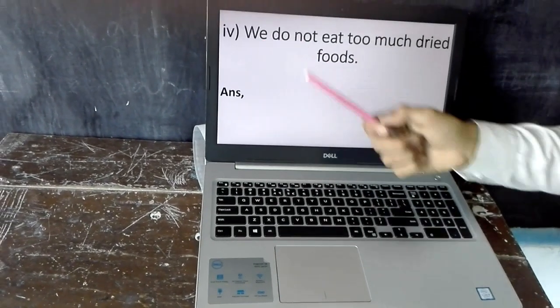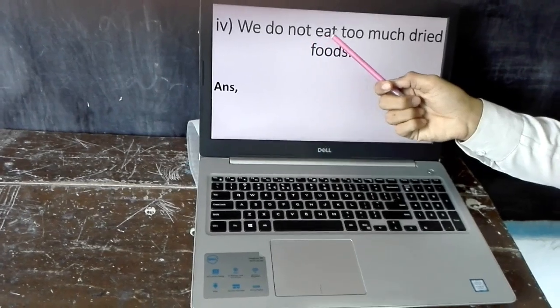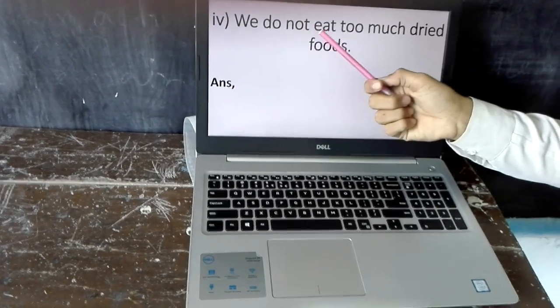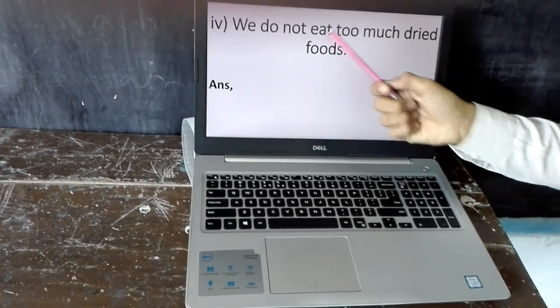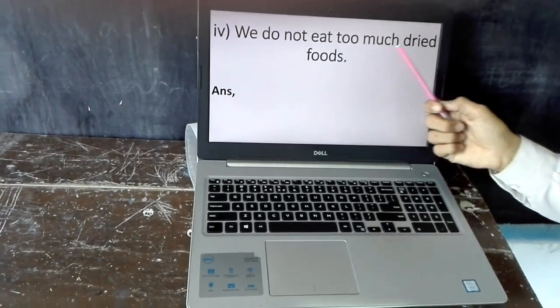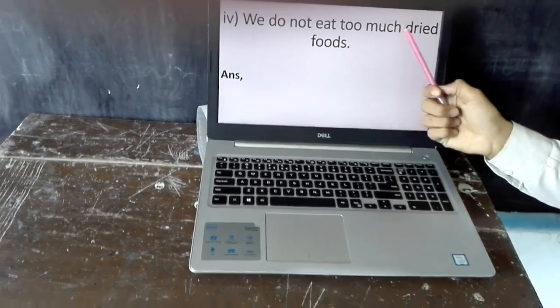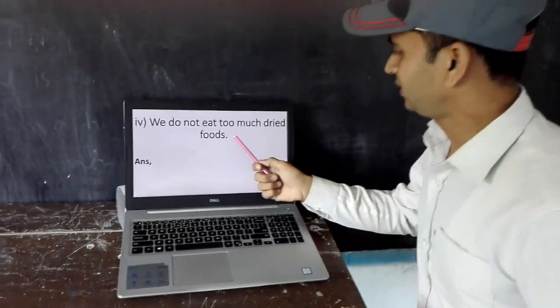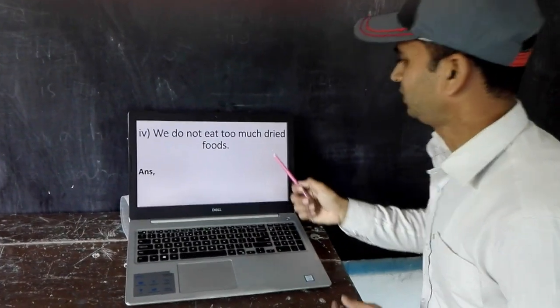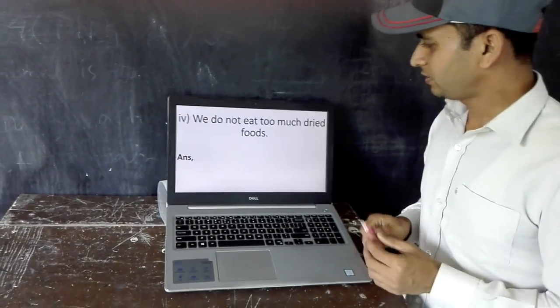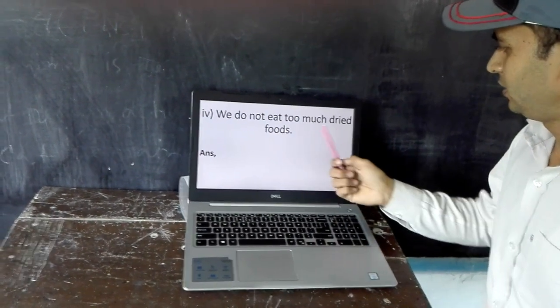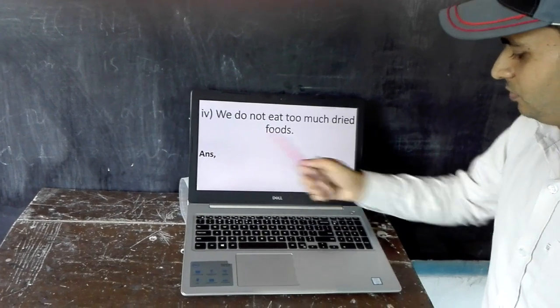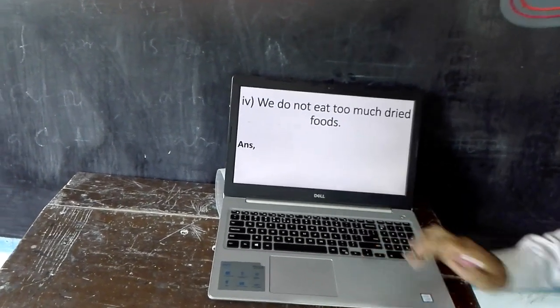We is the subject. Do not eat: not is the auxiliary verb, and eat is the principal verb. And too much dried foods. These four words are the object of this sentence, but there is no extension in this sentence. Okay, students, let's write these four words as the subject for making it faster.